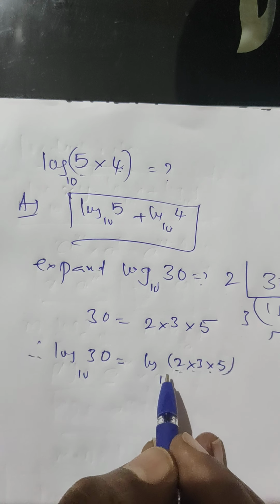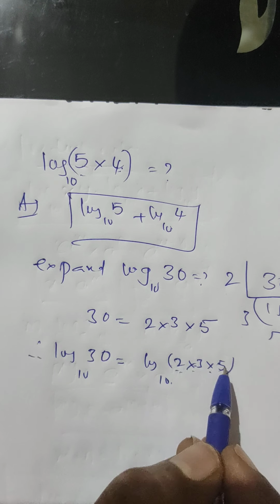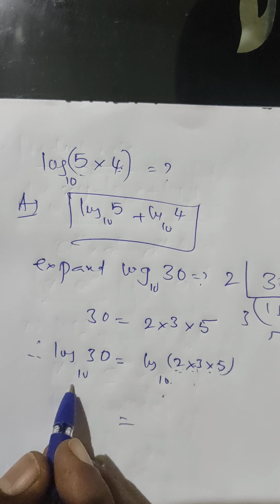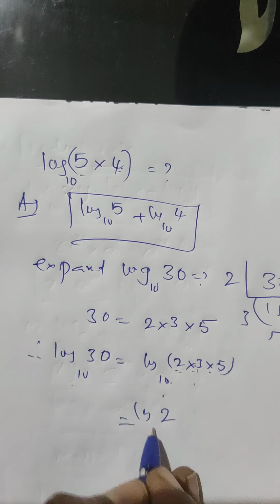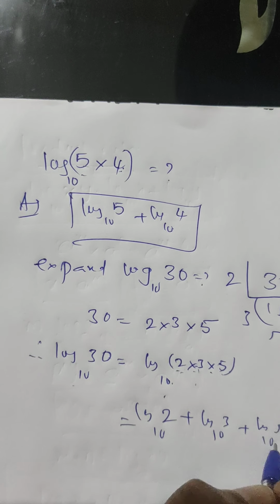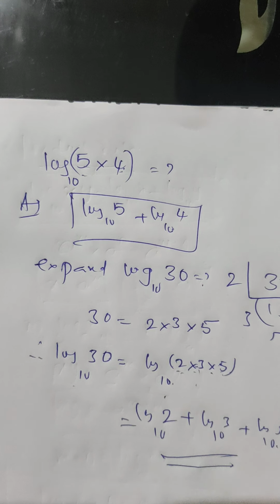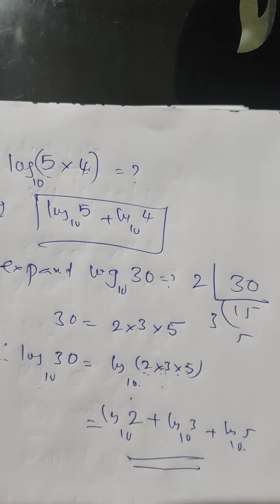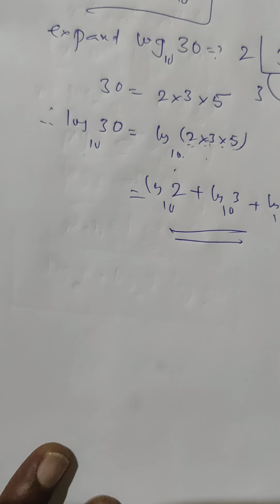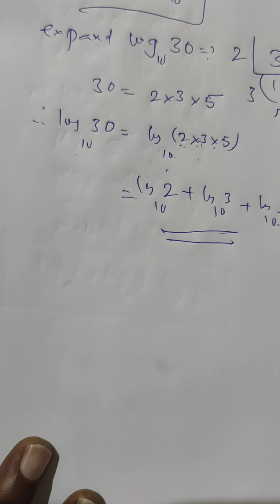So according to the product rule, log xyz is equal to log x plus log y plus log z. So log 30 to the base 10 is equal to log 2 to the base 10 plus log 3 to the base 10 plus log 5 to the base 10. So this will be the answer. Okay, so like this you have to solve these questions. Next let us see another example on this product rule.